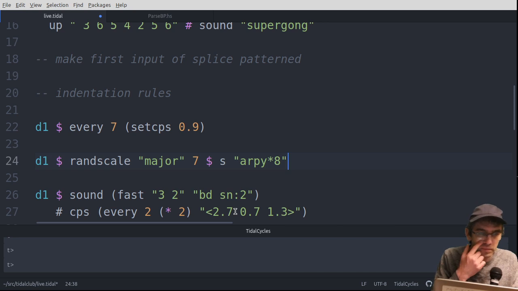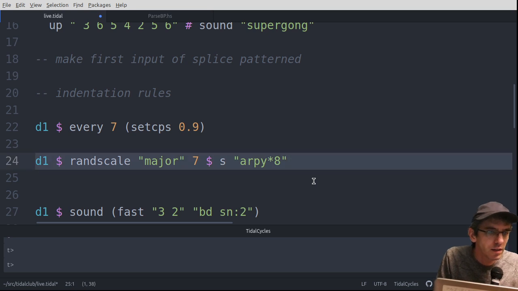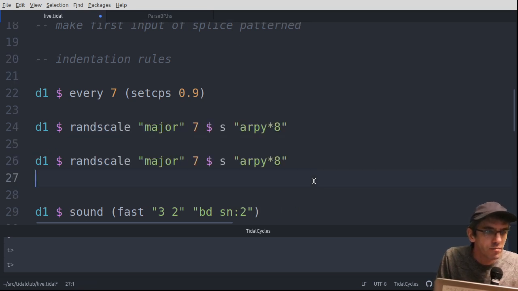So run scale major 7. Not sure exactly what's going on here. Yes, this is pseudocode. So Rich SC wants to know if you can do stuff like this.